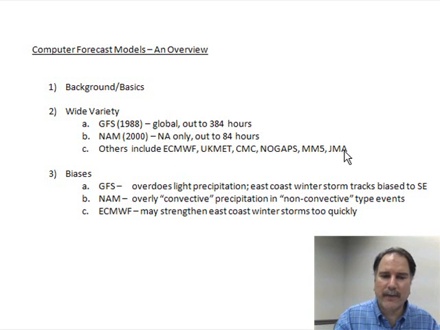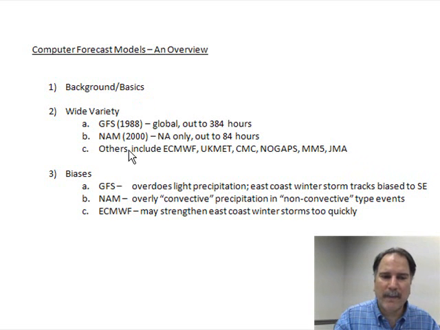There are many other models out there now, and many of them are not U.S.-made models but made in different parts of the world, though they run them for the northern hemisphere. So a forecaster in this part of the world can look at the European model, for example. That's represented here by this ECMWF. The United Kingdom has its own model called the UK Met. The CMC is a Canadian model from the Canadian Meteorological Center. NOGAPS and MM5 are more U.S. models, and even the Japanese have a model called the JMA for the Japan Meteorological Agency.